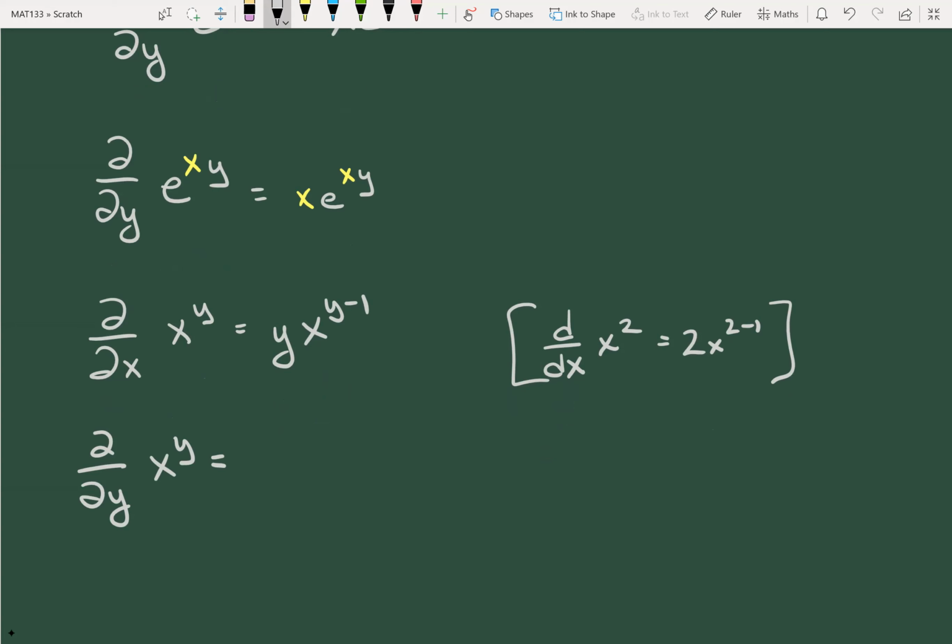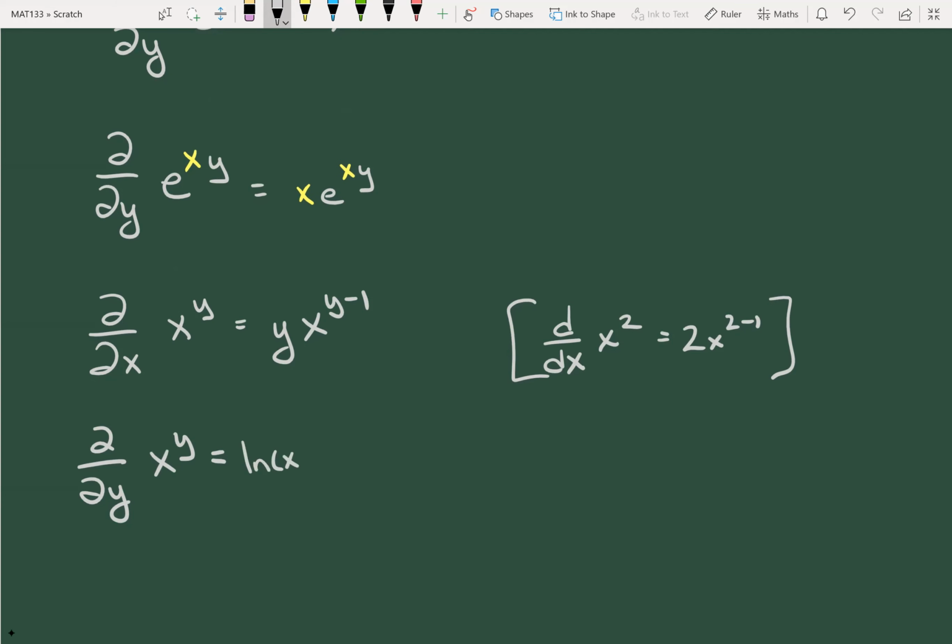It's not too bad, right? Don't overthink it. Pretend that x is a constant. Close, Kevin, but not quite. You're missing something there. Yeah, perfect, exactly. So ln x to the y, right? And how do we see that?